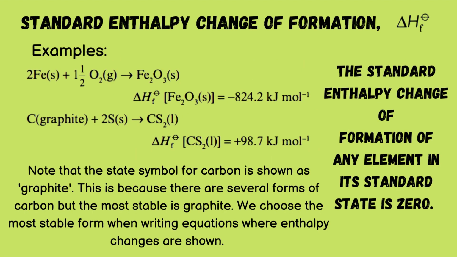Examples: 2Fe plus 1.5 O2 gives Fe2O3. The standard enthalpy change of formation of any element in its standard state is 0. For example, carbon, which is shown as graphite, plus 2S gives CS2. Note that the state symbol for carbon is shown as graphite. This is because there are several forms of carbon, but the most stable state is graphite. We choose the most stable form when writing equations where enthalpy changes are shown.